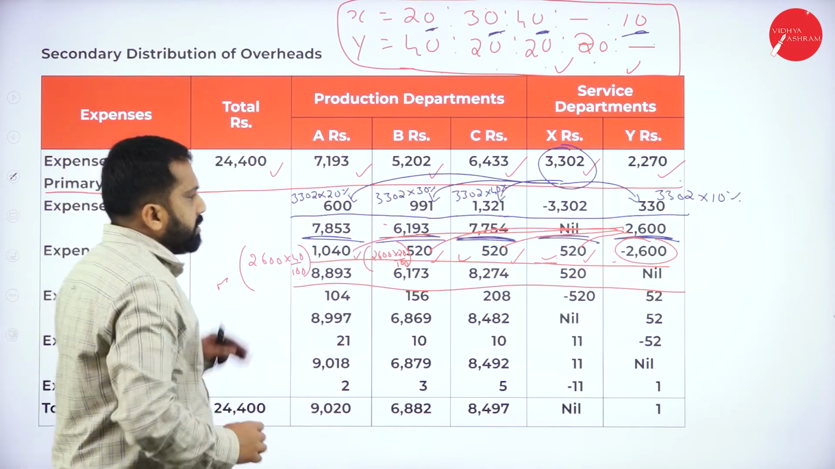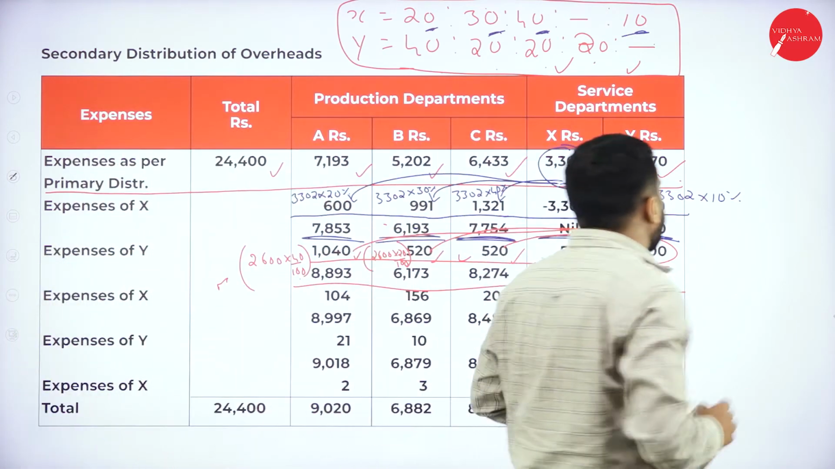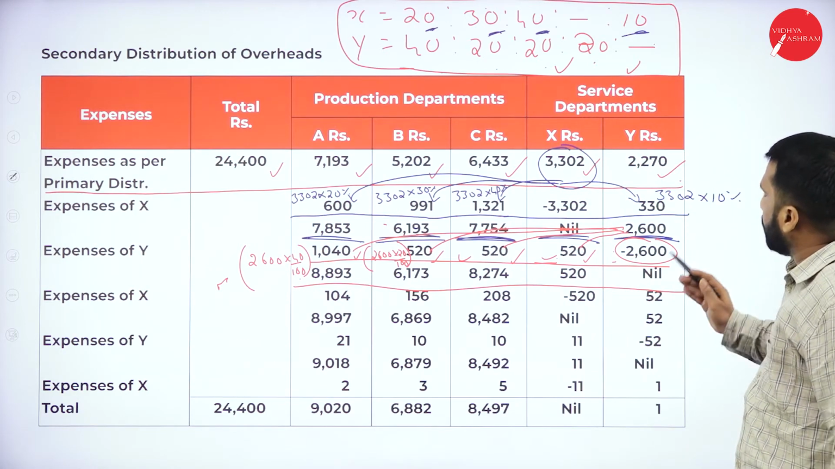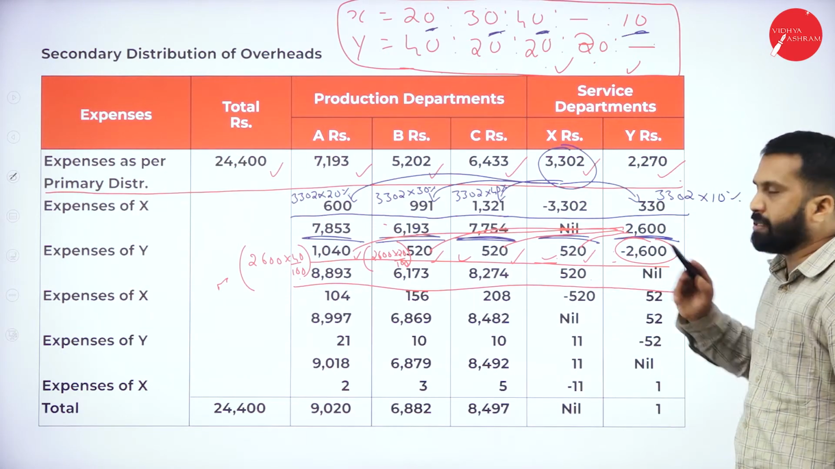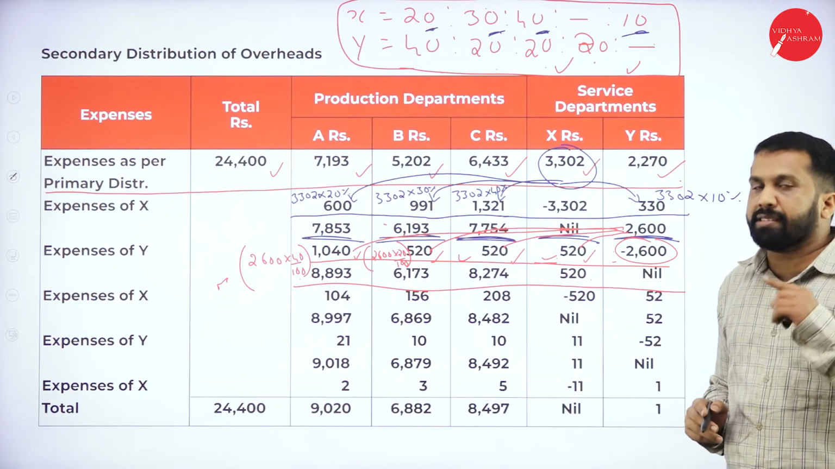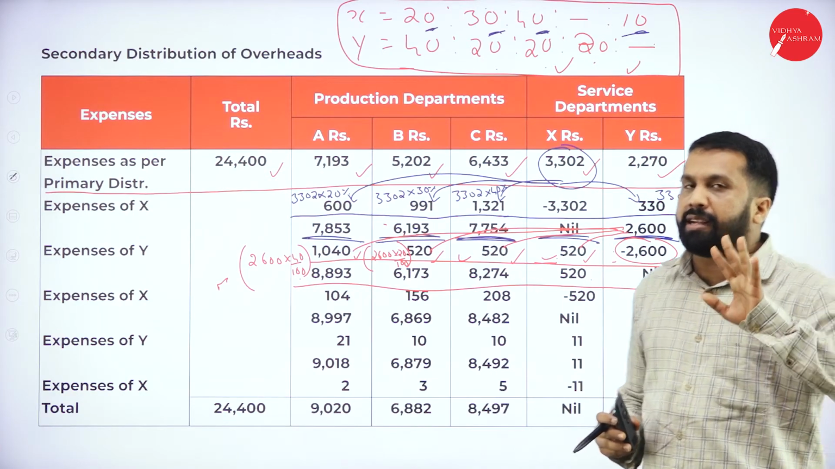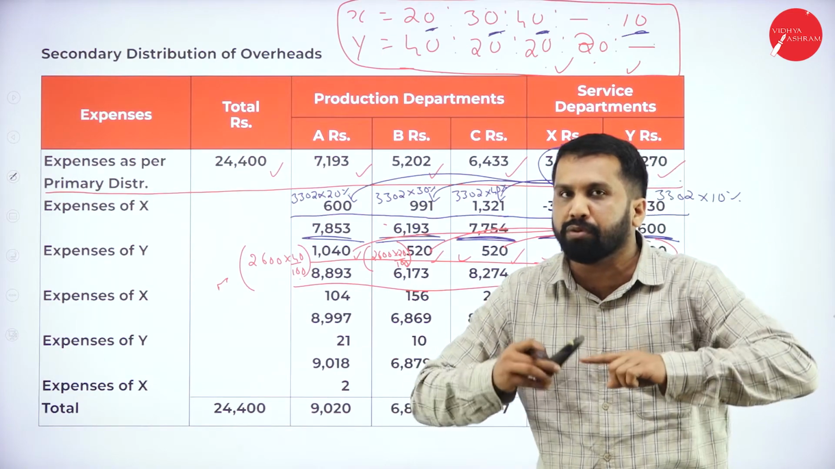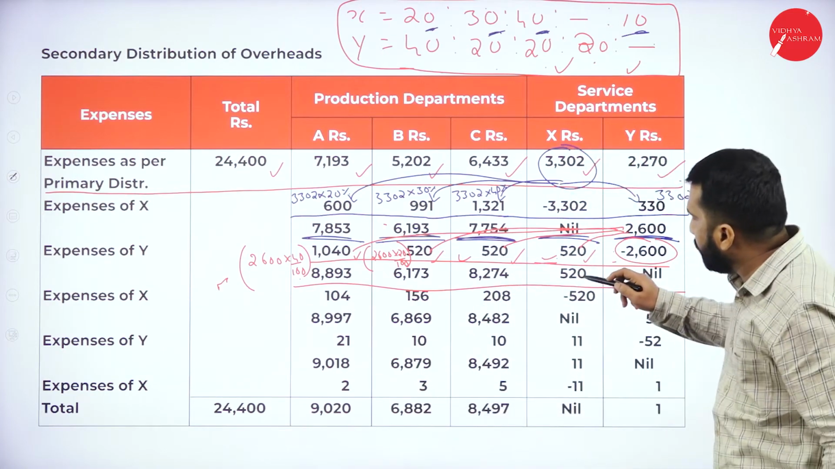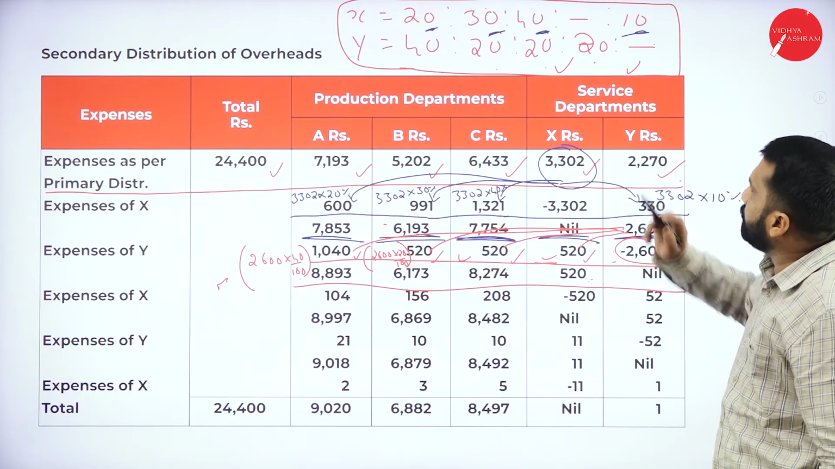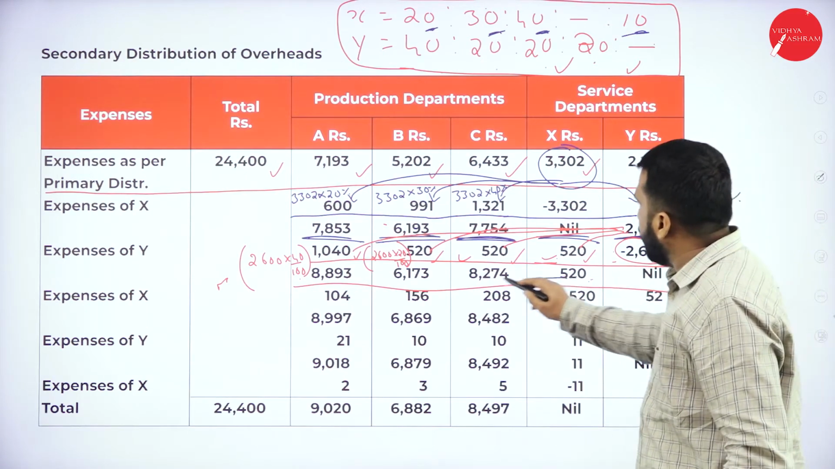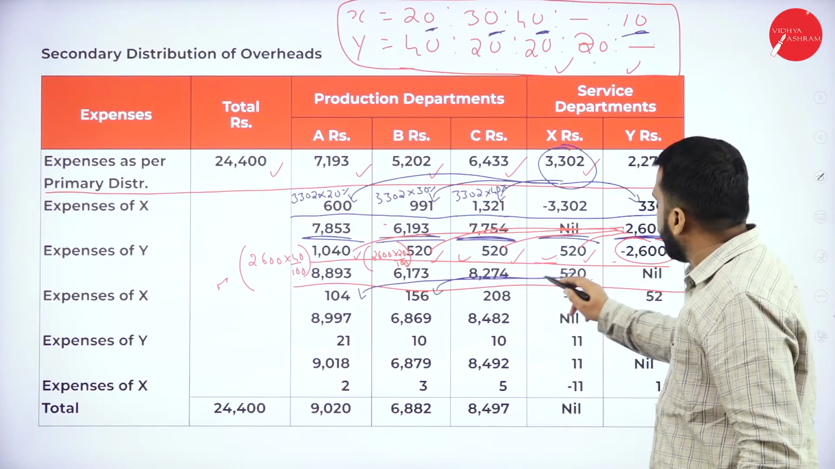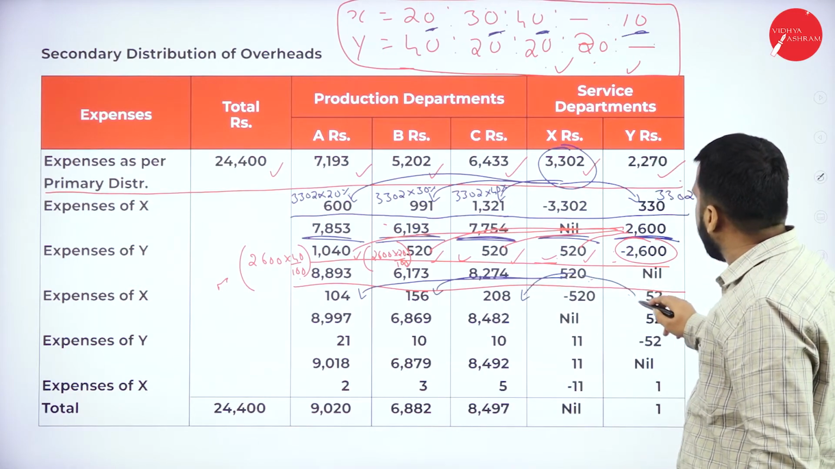8893. So, this is the information we have. Now, your X is over, your Y also over. Again, come back to X. As I told you, until and unless it comes below 50, you keep on distributing. Now, still we have 520. Again, same procedure. 520 here, 520 here, 520 here, 520 here.